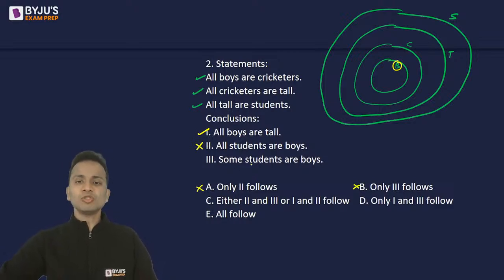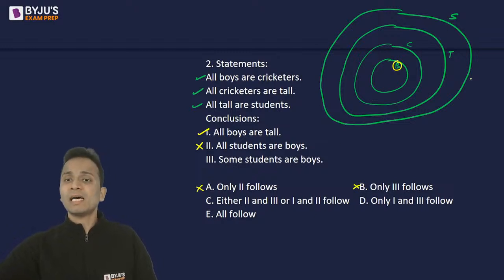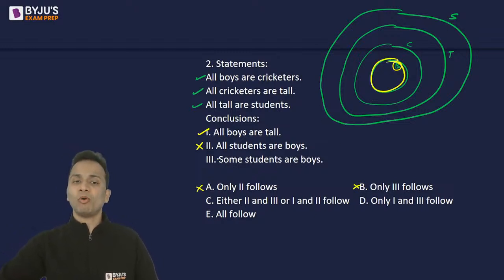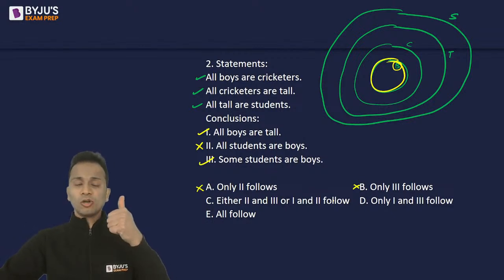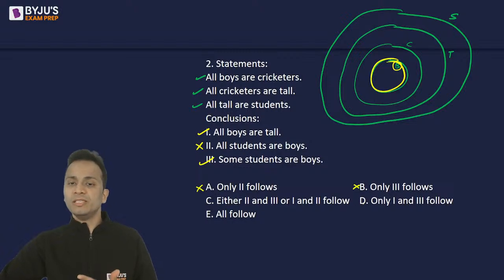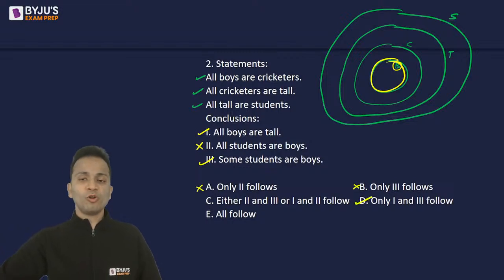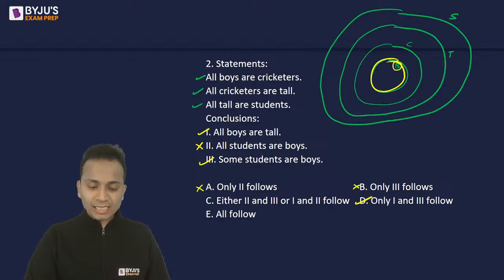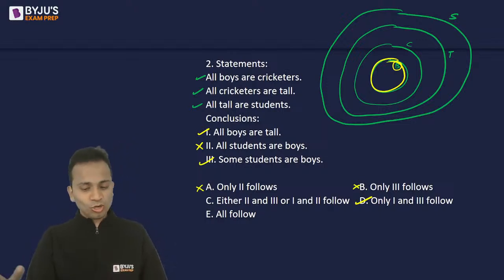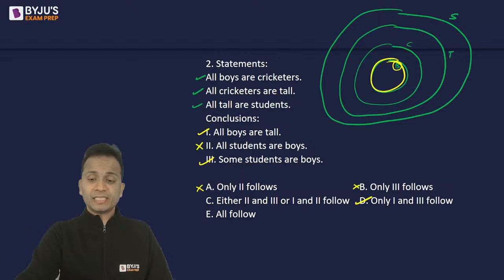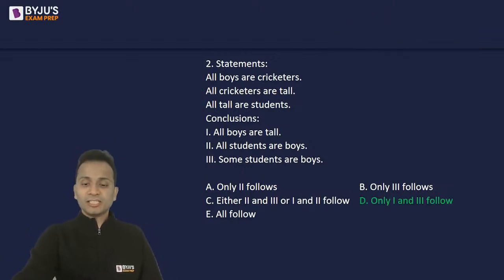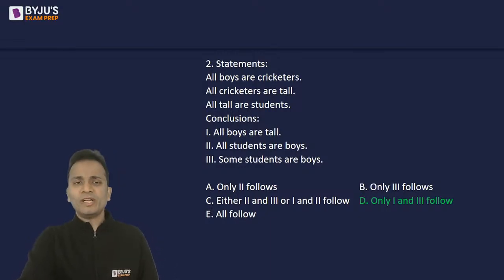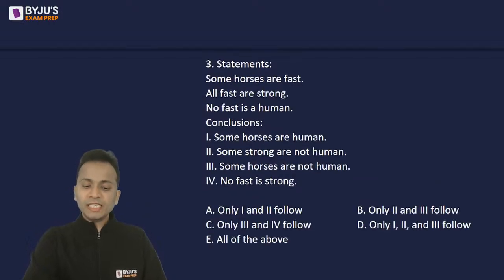Conclusion number 3, some students are boys. Yes, some students I can see that they are boys. So conclusion number 3 is also correct. So conclusion number 1 and conclusion number 3, these two conclusions follow. So correct answer is option D. So all of you have given a correct answer. That's great. So this rarely happens. Fine, great, that all of you are giving the same correct answers. Wonderful. So question number 2, option D is correct.